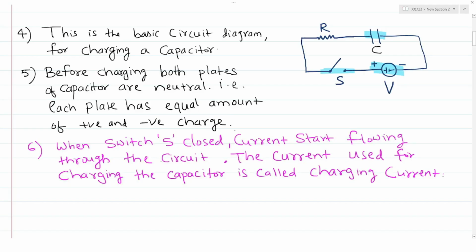When we close the switch, suppose I close this switch, then what will happen? Current starts flowing through the circuit, and this current is used for charging the capacitor, and that current is called the charging current. When we are charging the capacitor, the electrons from the positive plate of the capacitor start flowing towards the positive terminal of the source.